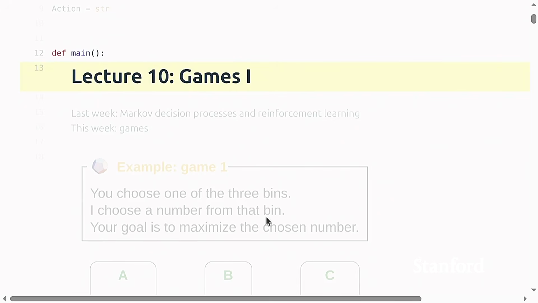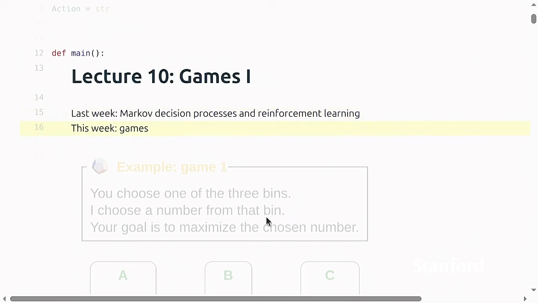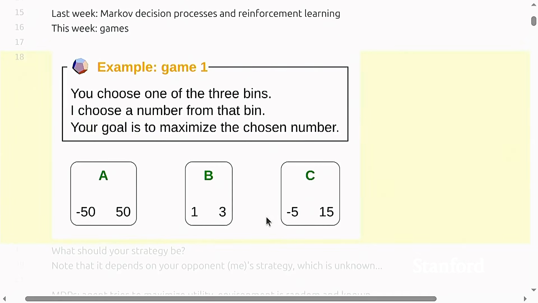So today's lecture is going to be about games. Remember last time we talked about Markov decision processes and reinforcement learning, and the time before that we talked about search. And games will complete our sort of tour of these state space models. And so let's dive in with an example.